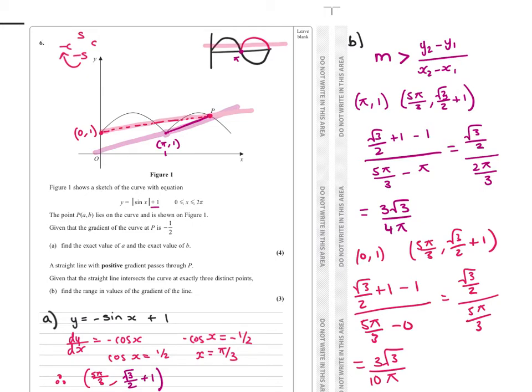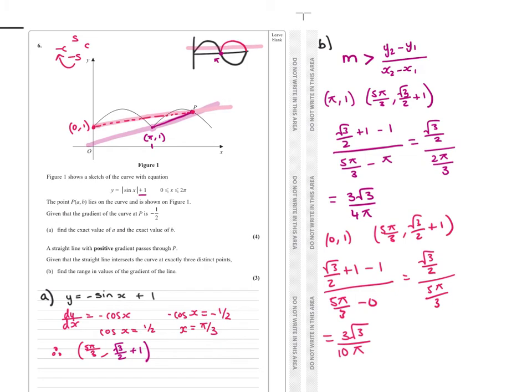So, for the final answer, it has to be in between these 2 gradients for it to cross exactly 3 times. So m is going to be less than and greater than. Okay, so we know that 3 root 3 over 10 pi is going to be in between these 2 values. So it's 3 root 3 over 10 pi and 3 root 3 over 4 pi, okay? So, please just make sure you draw it out.